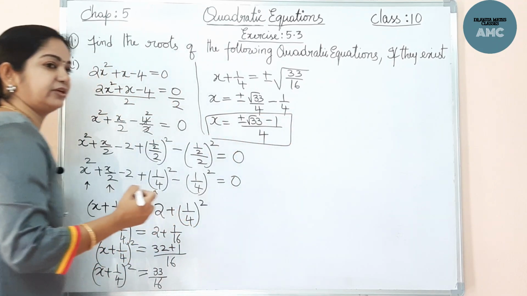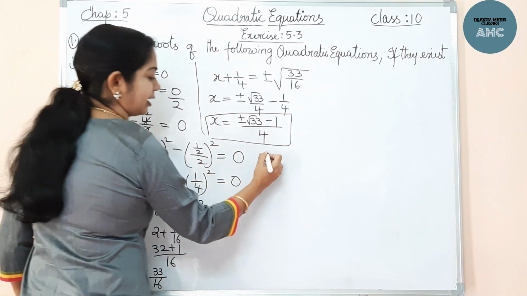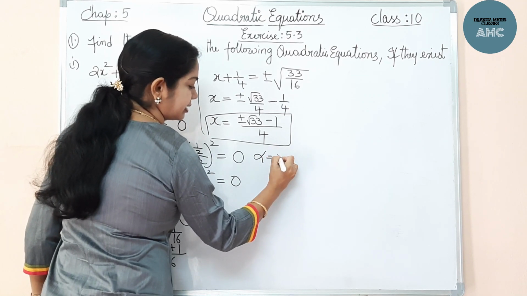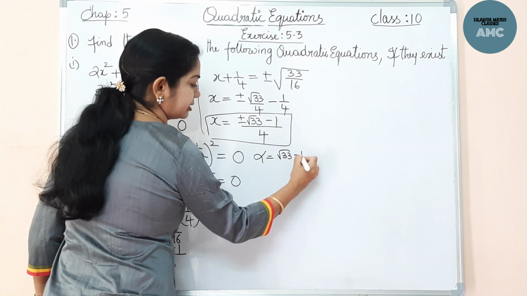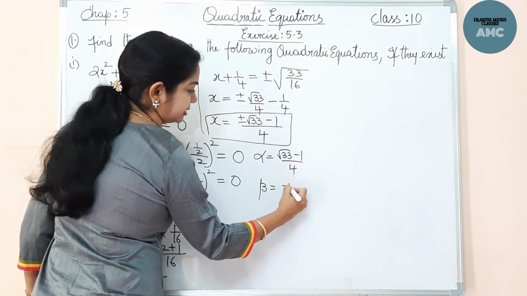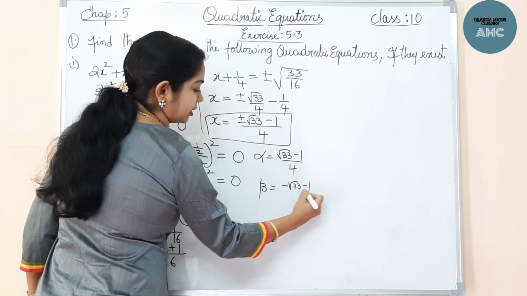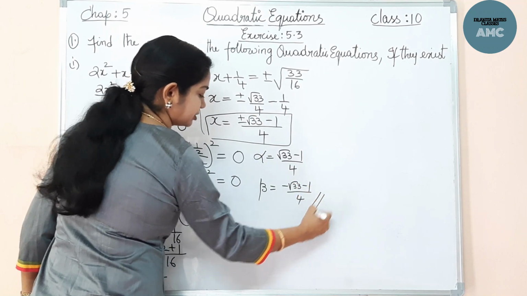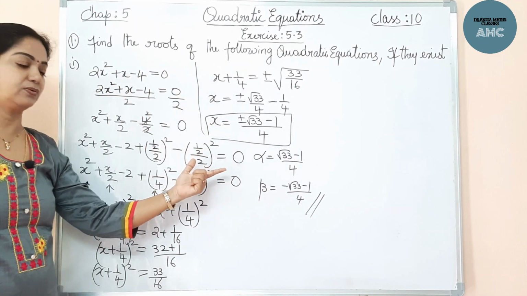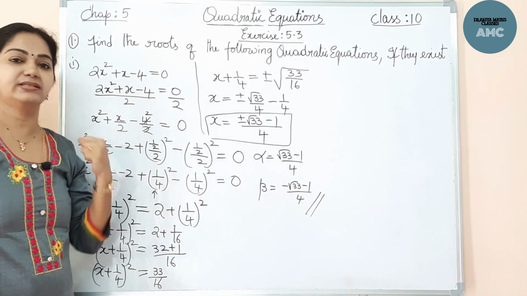roots. So, if you take plus, alpha, one root is plus root 33 minus 1 by 4, and beta is minus root 33 minus 1 by 4. These are the roots, therefore the roots. Okay, we are finding the roots of the following quadratic equation using the completing square method.